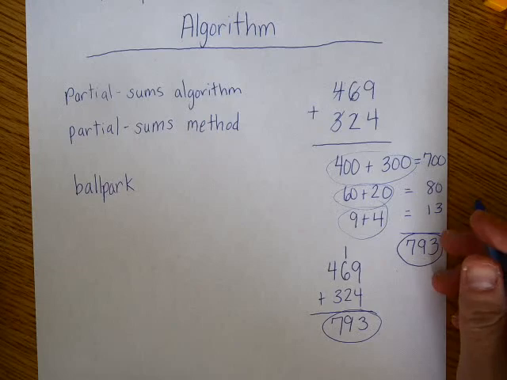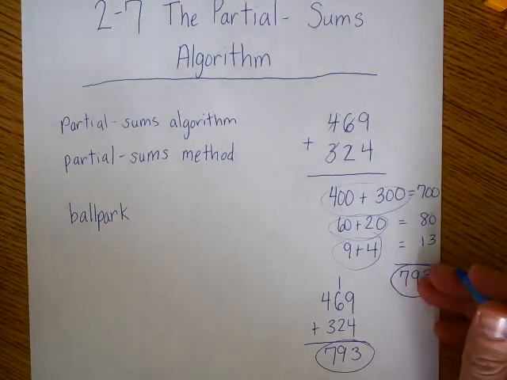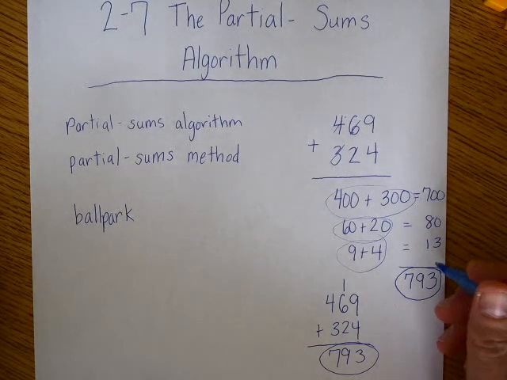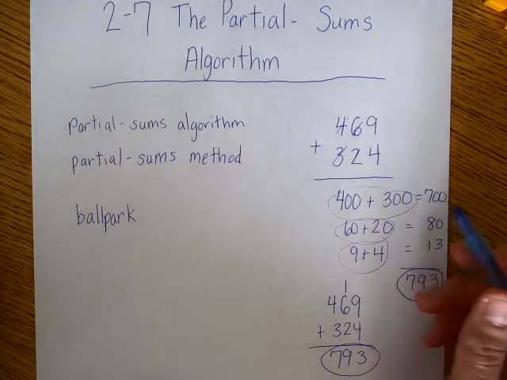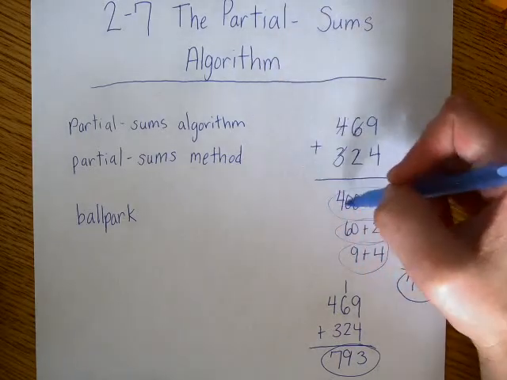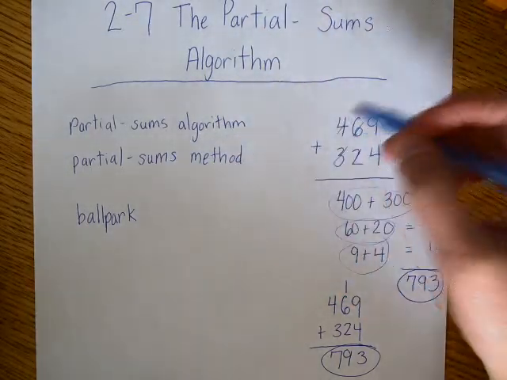So actually it doesn't really matter which algorithm you use, but we expose the kids to a number of different ways of doing it, a number of different methods, a number of different algorithms, so they can choose which one works best for them. So this is the partial sums algorithm, where you add by the place value. The partial sums method is just what I demonstrated here.